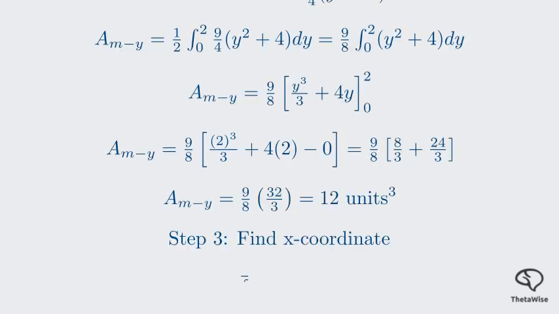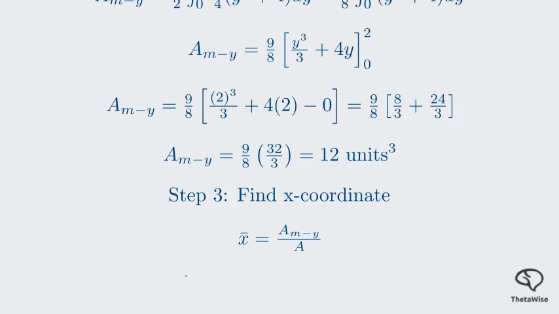Finally, we can find x bar. X bar is A sub My divided by A. This is 12 divided by 6.8868, which gives us approximately 1.742 units.